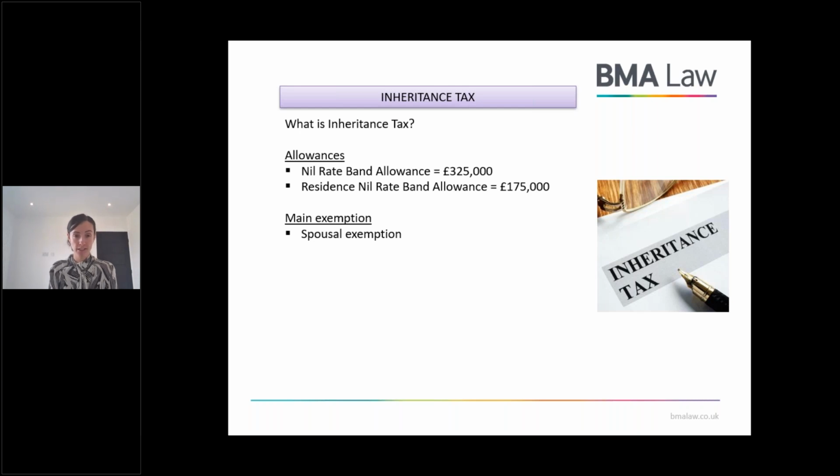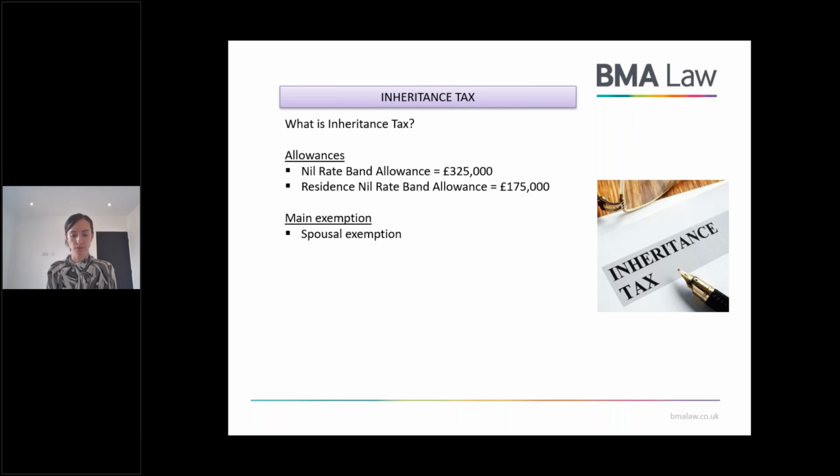So if the residence nil rate band allowance applies and a home, the residence, has been left to direct descendants, then a further £175,000 will be available on the estate and could be taxed at 0%. And this is frozen again until the 6th of April 2028. And this allowance is also transferable between spouses as discussed prior.